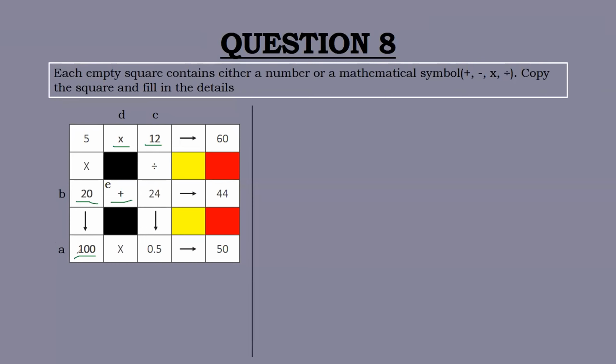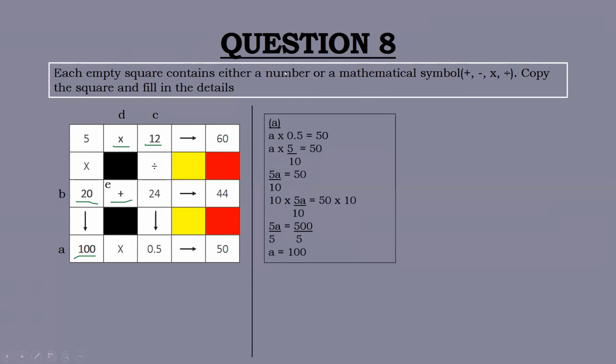To solve A, we have dash times 0.5 is equal to 50. My simple solution was to replace that dash with a variable A. So A times 0.5 is equal to 50. A times 5 out of 10 is equal to 50, after turning 0.5 into a fraction. So 5A out of 10 is equal to 50. I multiply both sides by 10 to get rid of the denominator, giving me 5A is equal to 500.